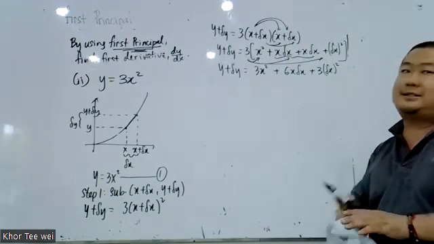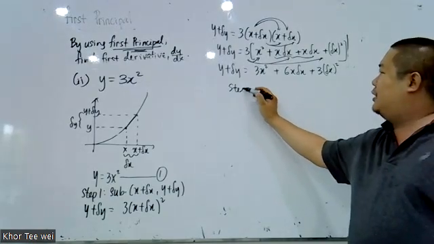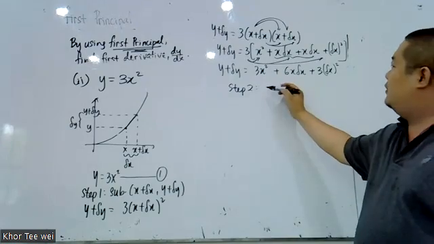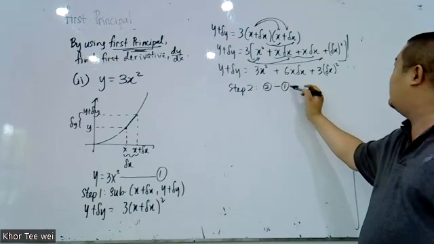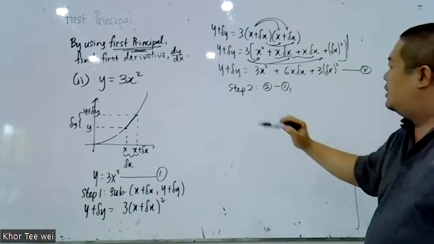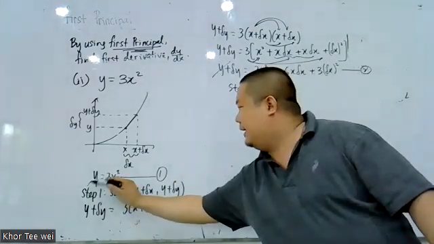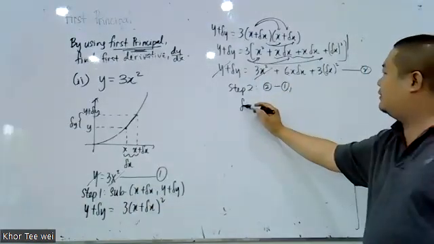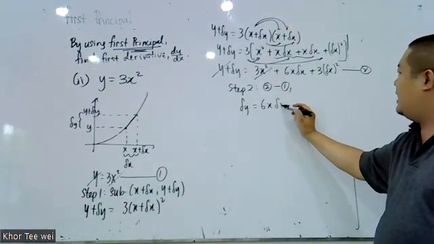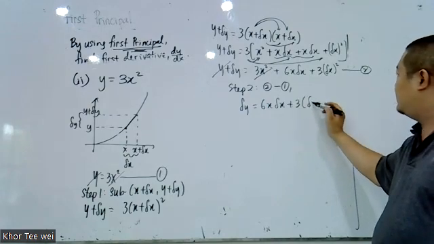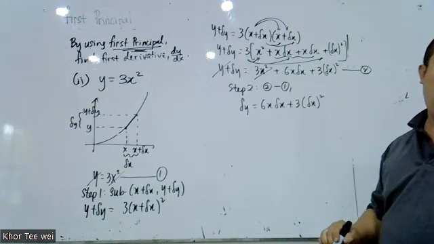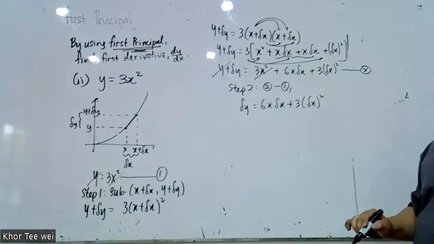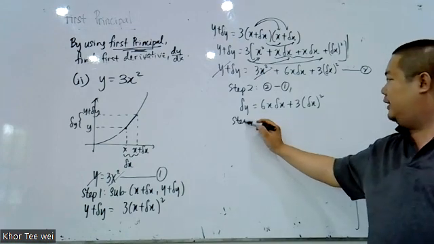Now we go to step 2. In step 2, I mentioned before, we need to eliminate the y. So normally we use equation 2 minus equation 1. So y minus y is gone, 3x squared minus 3x squared is gone. So you are left with delta y equals 6x delta x plus 3 delta x squared.